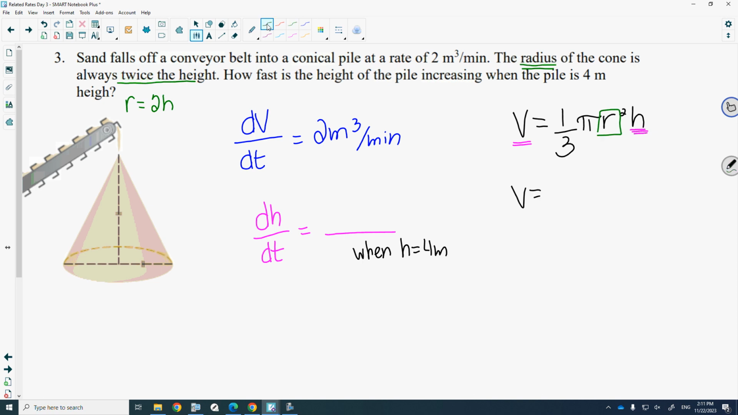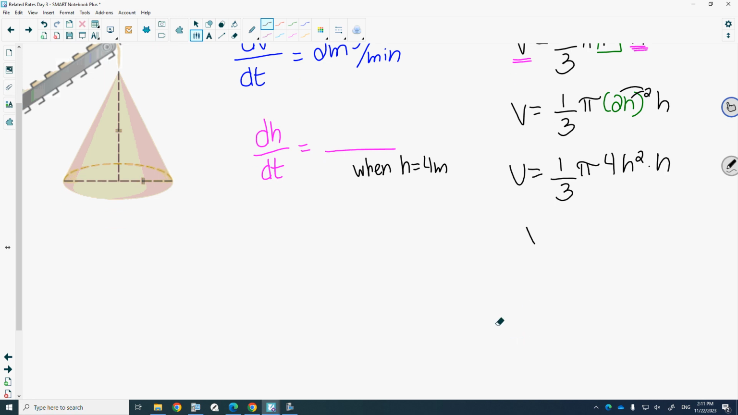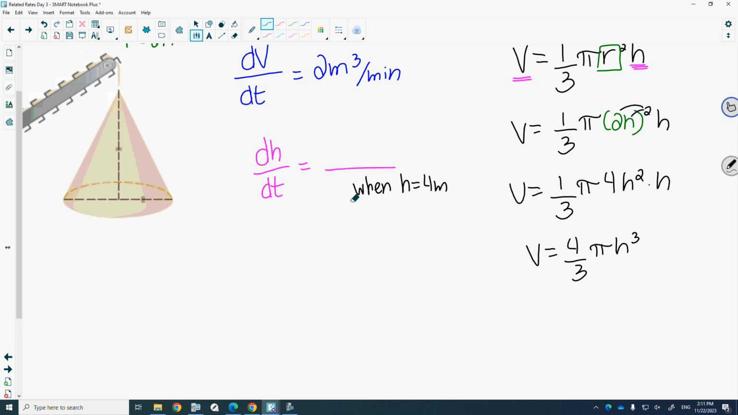So volume is equal to 1/3 pi times 2h squared times height. Okay, let's see how this will clean up. Volume is equal to 1/3 pi, this will be 4h squared times h. And this will be volume is equal to 1/3 times 4. Oh, that's where I got the 4/3 from, I guess. This gives me 4/3 pi h cubed. So now I have a formula that relates volume and height.